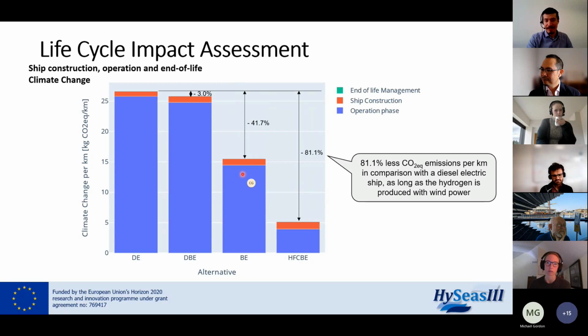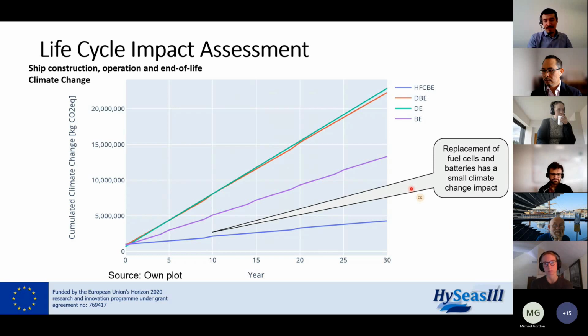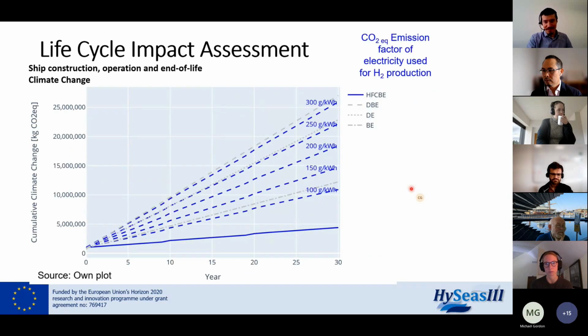We also have here the battery electric alternative, and there the higher efficiency helps a bit, and that's why we already have reductions using the UK grid, but they are not as considerable as in this case. And using batteries like a hybrid ferry helps to reduce the emissions a bit according to this analysis. This is just to show that we also assumed some replacements of fuel cells and batteries during the lifetime. They have a minor contribution, and that's why you don't see a straight line here. I will skip those details.